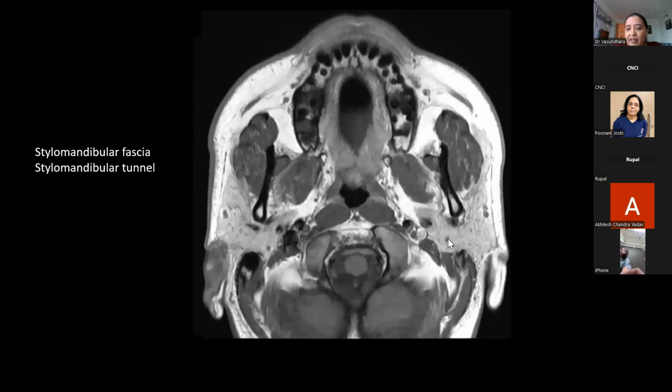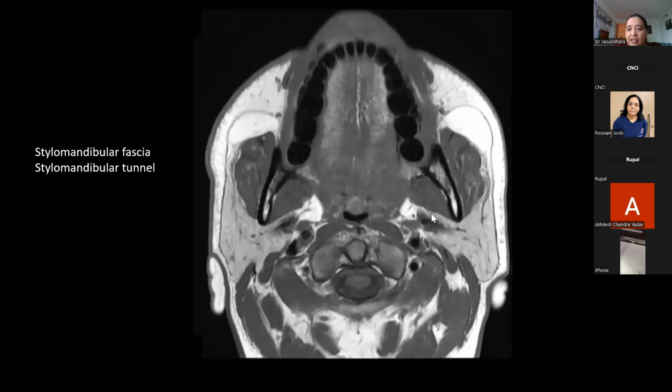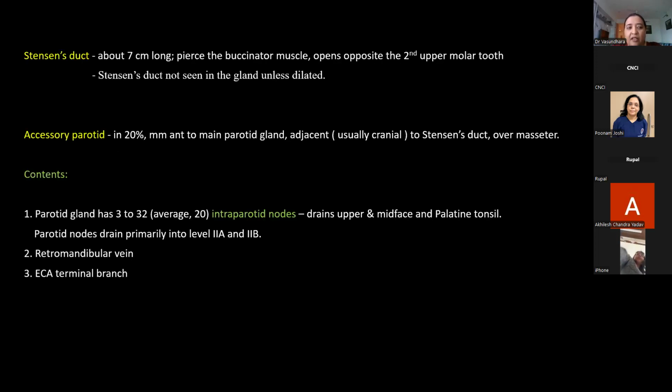See this one. Now you will understand. So now, once you know the facial nerve, you know whether your lesion is superficial or deep to it. So both on T1 and on T2, you will be able to trace your facial nerves, at least the part that comes out from the stylomastoid foramen till the retromandibular vein. Now we know that the parotid drains to the Stenson's duct, and there is also something known as an accessory parotid.